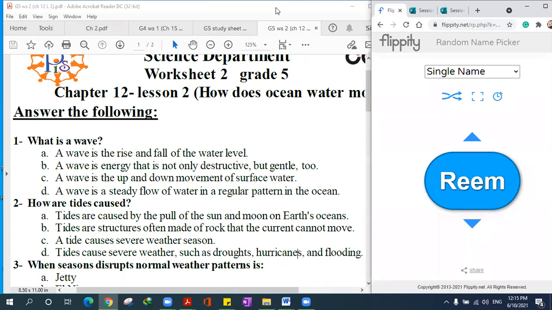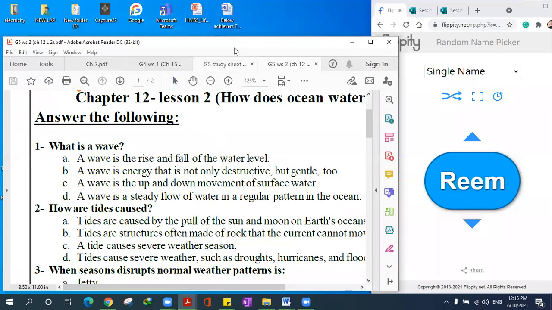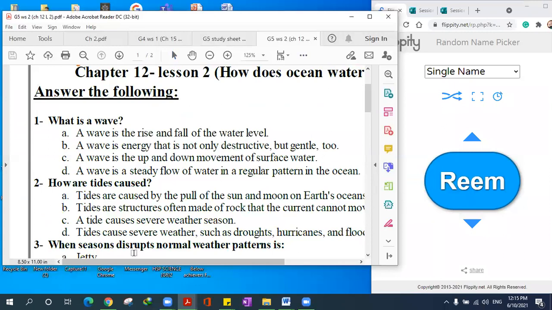What is a wave? A wave is the up and down movement of surface water. Yes, it's the up and down movement of the ocean water. So it's going to be A, B, C, or D. D, C. Okay.